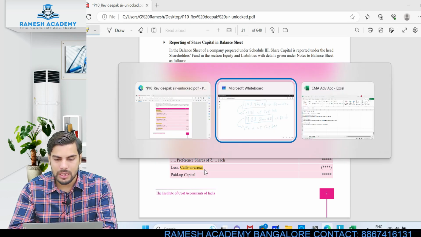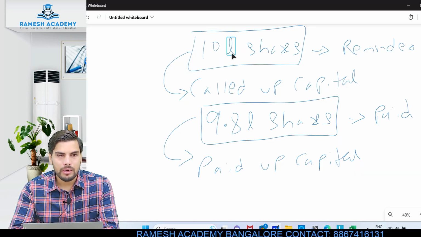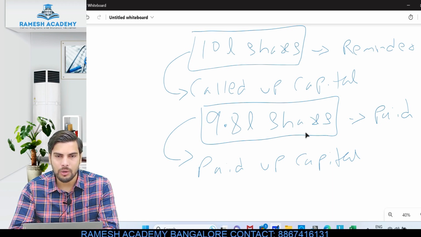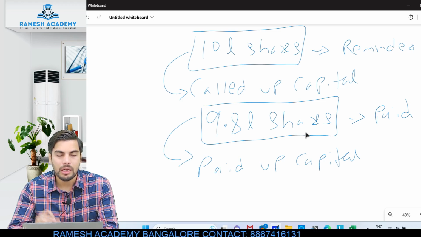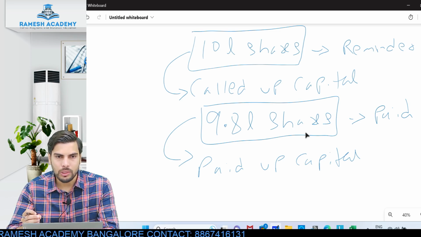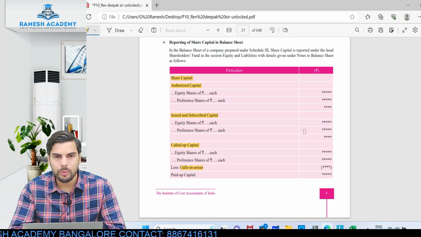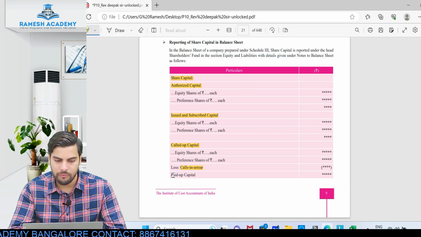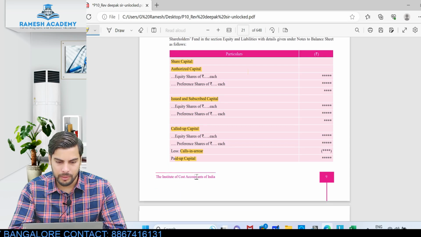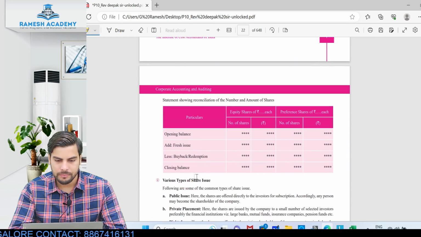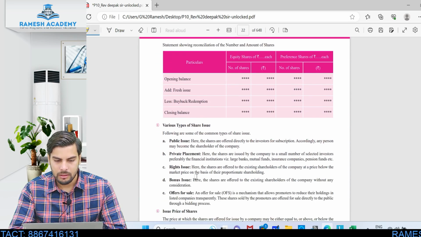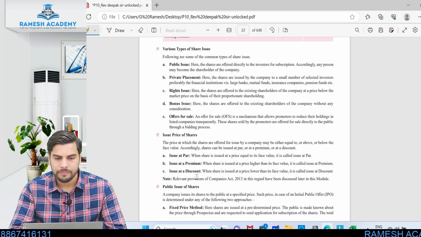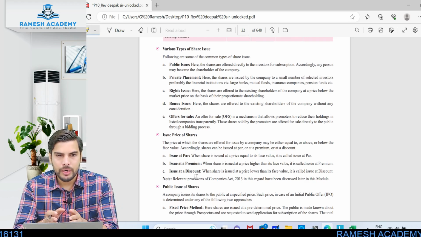Clear? So in this example, I had made a reminder to the entire 10 lakh shareholders. Out of these 10 lakh shareholders, 9.8 lakh shareholders paid. So how much would be the arrears? It would be arrears from the remaining 0.2 lakh or 20,000 shareholders. That would be treated as what? That would be treated as calls in arrears. Finally, I'll be able to get the paid up capital. Clear? Hope you guys understood this. So this is pertaining to share capital.